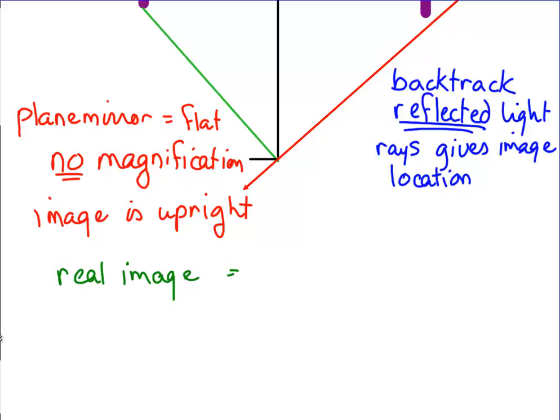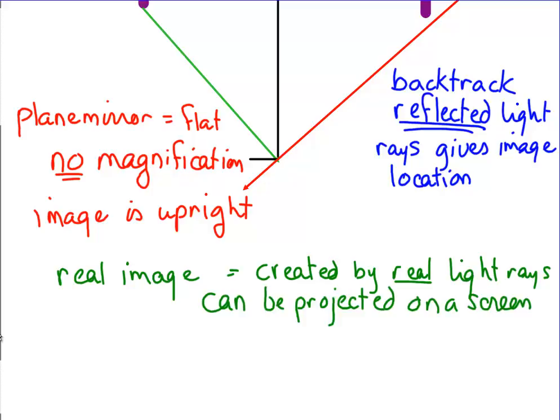A real image is created by real light rays. Real images can be projected or caused to form on paper, on a screen, on a wall, on your hand. You created the image on the screen yesterday. You created a real image. You could have stuck your hand there and seen the same image. You could have stuck a piece of paper there. You would have seen the same image. Real images can be projected and visible on a screen, a sheet of paper, a wall. Real images are inverted.